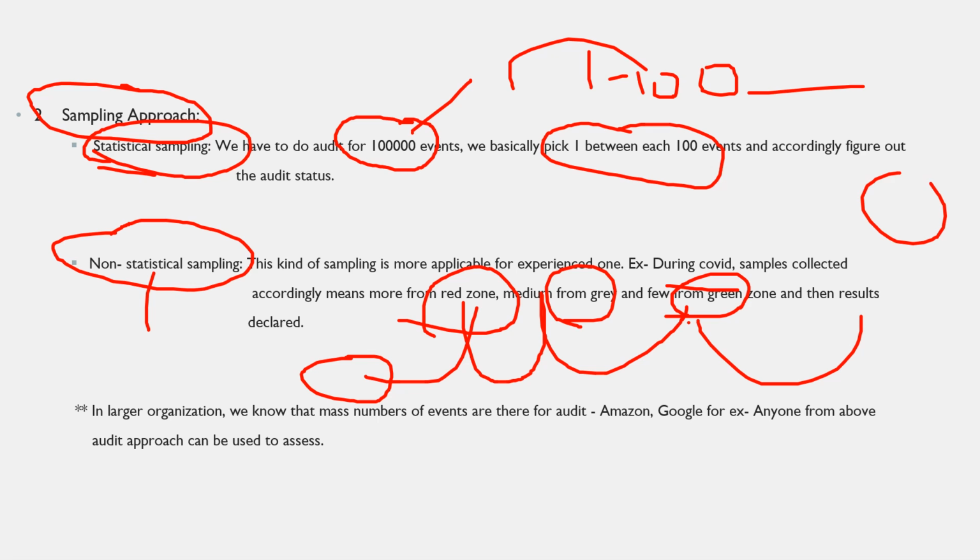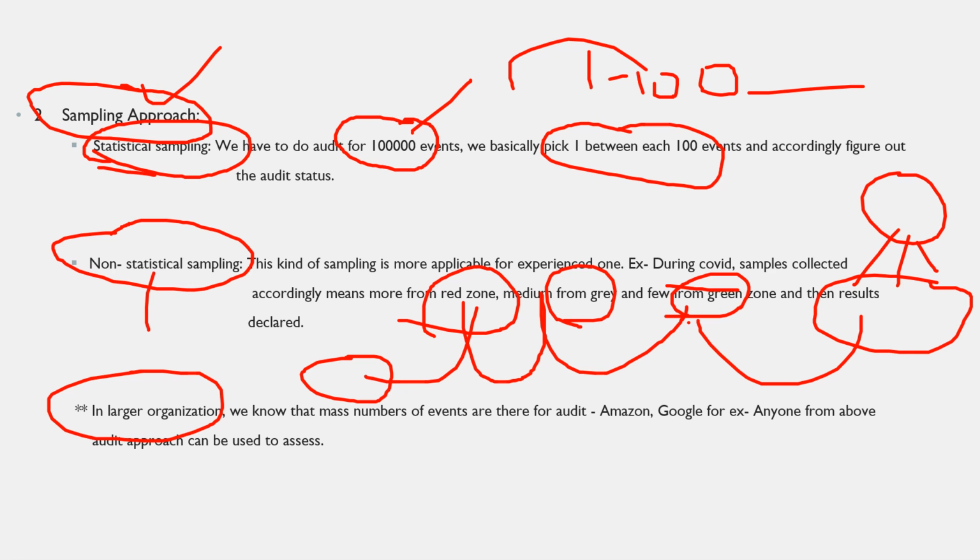We have an organization in which access control, BCP/DR, and how data is in transit and how data is at rest are areas from which you have to pick more events for audit. This sampling approach is applicable for larger organizations because a massive number of events are there in the audit. So you have to pick them in a very logical manner. These larger organizations may be Amazon, Google, and from these, by applying any one of the sampling methods, you can do the audit.